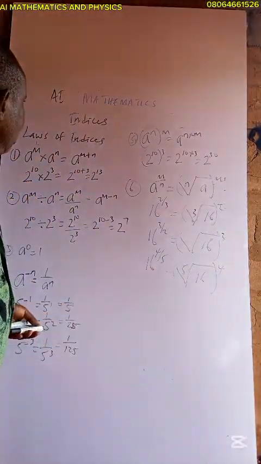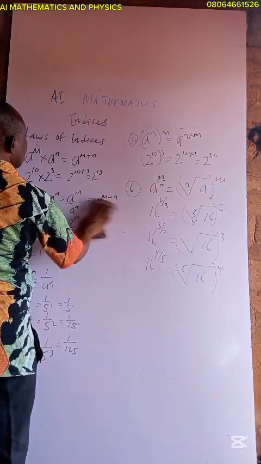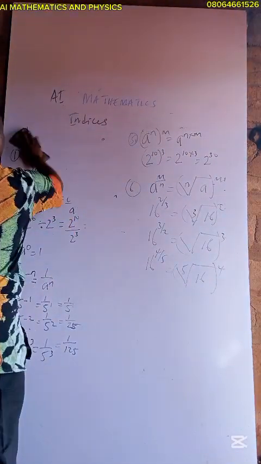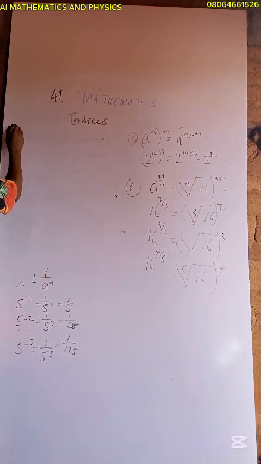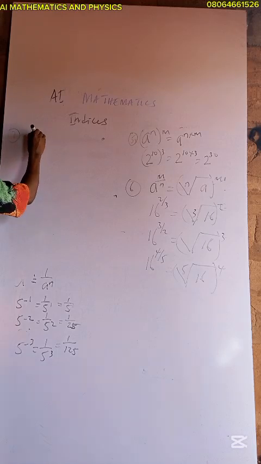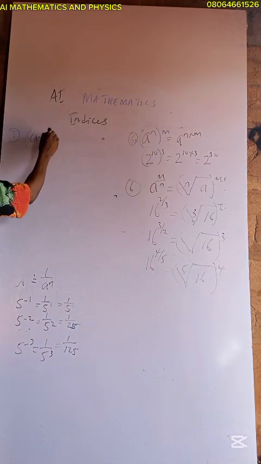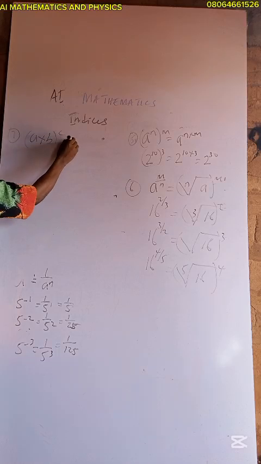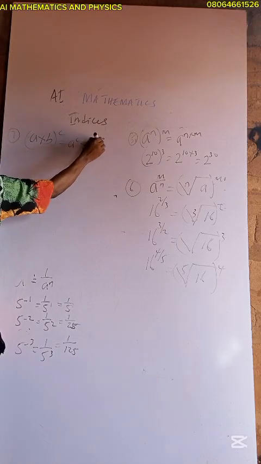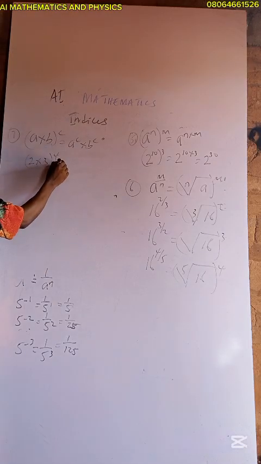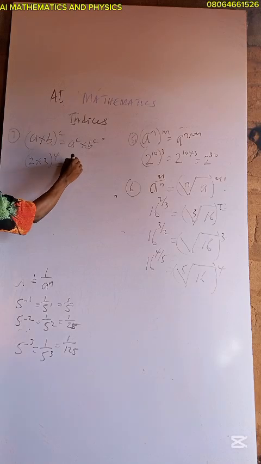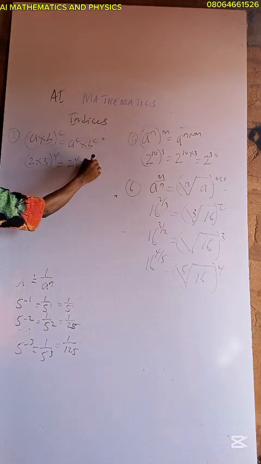Another important one is rule 7. If A multiplied by B, raised power C, is the same as A raised power C times B raised power C. That is, if you have 2 multiplied by 3, raised power 4, it means 2 raised power 4 times 3 raised power 4.